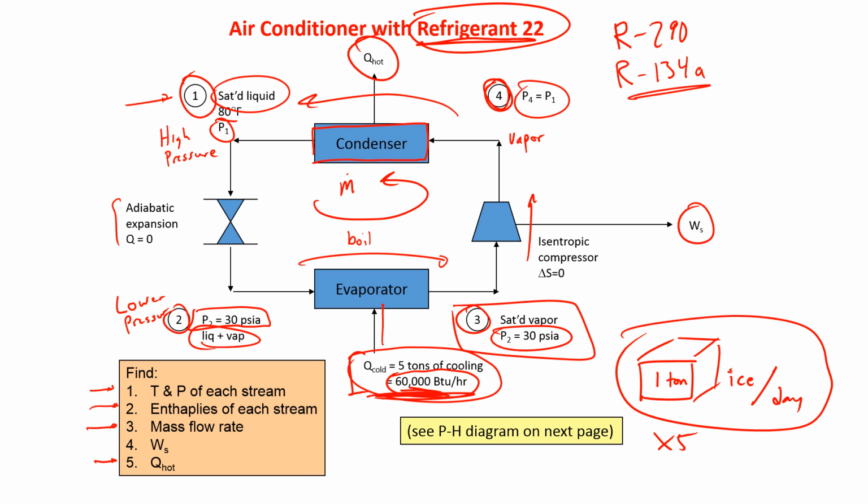Now a typical home is going to be 1 to 5 tons of cooling. So if you had the air conditioner hooked up to make ice, you could make 1 to 5 tons of ice per day. Okay, so that's just the overview. I'm going to go to where we can see the chart. We want to be able to look at the pressure enthalpy chart for this system.